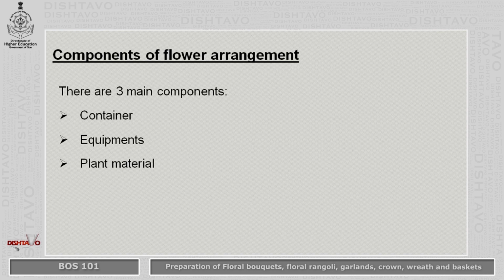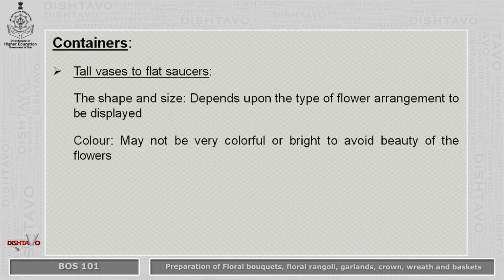So coming to container, first one, containers vary from tall vases to flat saucers, with medium size containers in between. So different kinds of containers are used based on the size of the final product of flower arrangement. And it should be balanced. As we have studied in the previous module, the balance should be achieved. So the vase should be selected based on the final size of the flower arrangement.